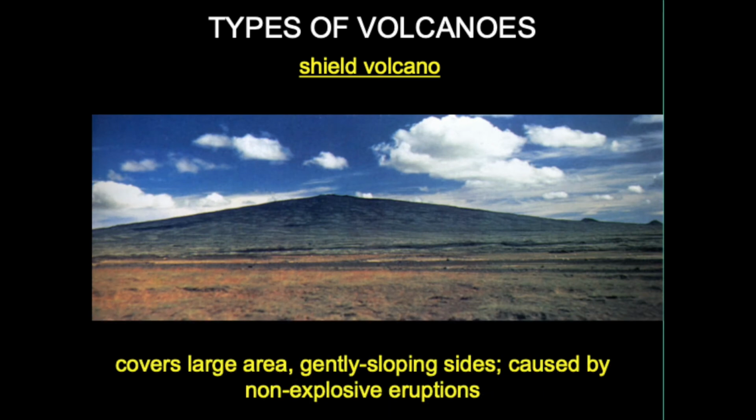As you can see, this is a type of volcano. This is called a shield volcano. It's got a very broad slope. It covers a large area. It's a gently sloping side, and it's caused by non-explosive eruptions. This is a very runny type of lava that's making its way down the hillside. There's no pressure buildup, so there's no explosion.